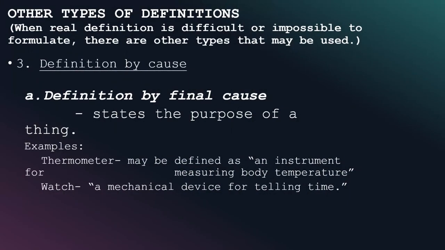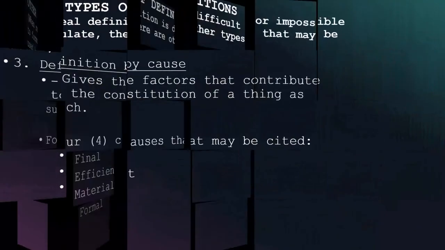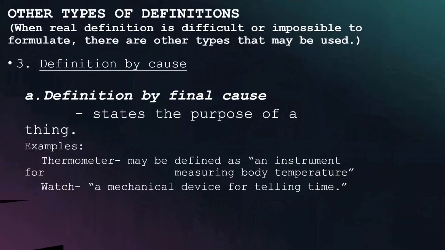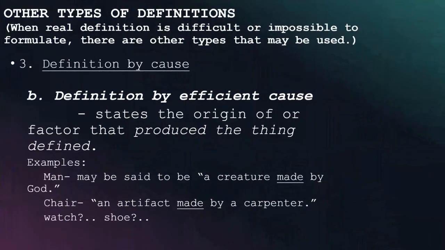Definition by final cause, states the purpose of a thing. Ano ba yung gamit niya? Like thermometer may be defined as an instrument measuring body temperature. Watch is a mechanical device for telling time. So we're trying to look on the final cause. Why does it exist in the first place? So this is the final cause.